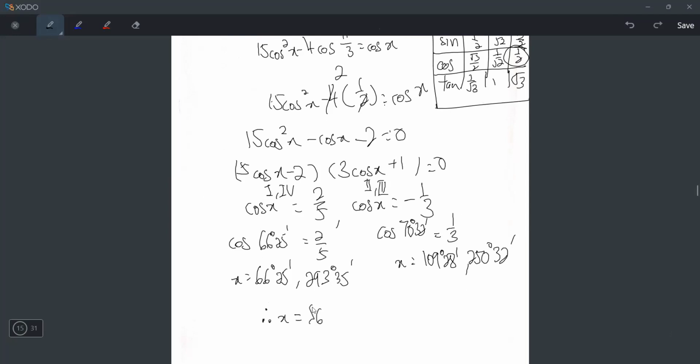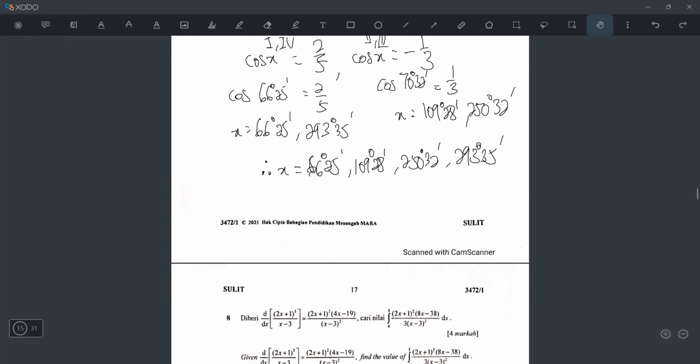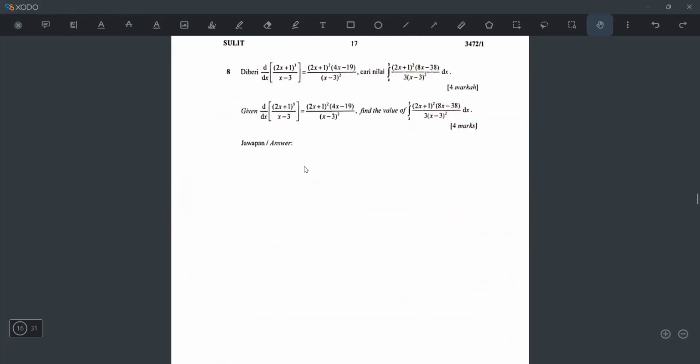Now you just have to write again, dot, dot, dot, and write all these four answers in ascending order. 66 degrees 25 minutes would be the first one. The second one is 109 degrees 28 minutes. The third one will be 250 degrees 32 minutes. And then 293 degrees 35 minutes. And there you go. That's the answer. Okay, wait. Let me check with the answer scheme, just in case I made a mistake. 66 25. Yup. 109 28. Yup. 250 32. Yes. 293 35. Yes. Correct. They are all correct.